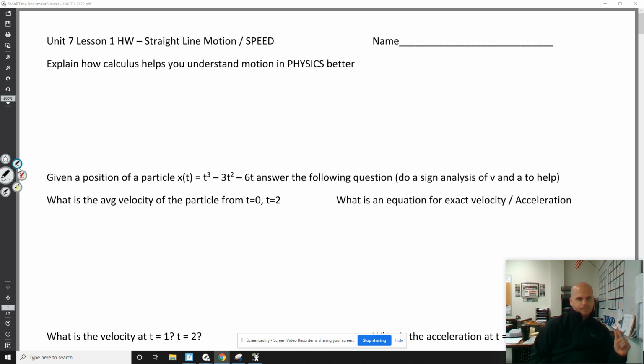2022 video, because I think I'm doing a better job of teaching this than I've done in the past. Explains how calculus helps you understand motion and physics better. Well, it's the whole idea. We're used to f prime, f double prime, and then we have these terms like position, velocity, acceleration. But it turns out it's the same.